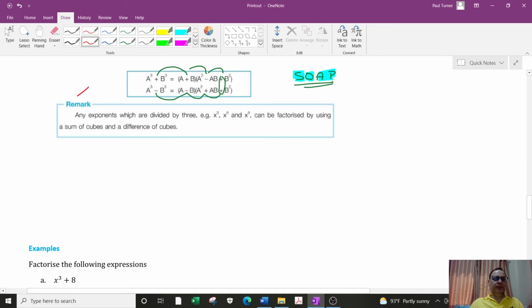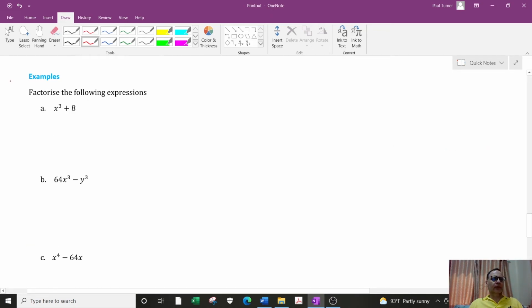Now, one remark here, any exponents which are divisible by 3, for example, x cubed, x to the 6, x to the 9, can also be factorized using these rules here. And we're going to see that quite soon as well. Okay, here's some examples that will help you with the questions in the book. We want to factorize x cubed plus 8. So we only have two terms, x cubed and 8, and we know 8 can be made as a cube. So we would write that as x cubed plus 2 cubed. Okay. So from our rule, x plus 2 will be the first factor.